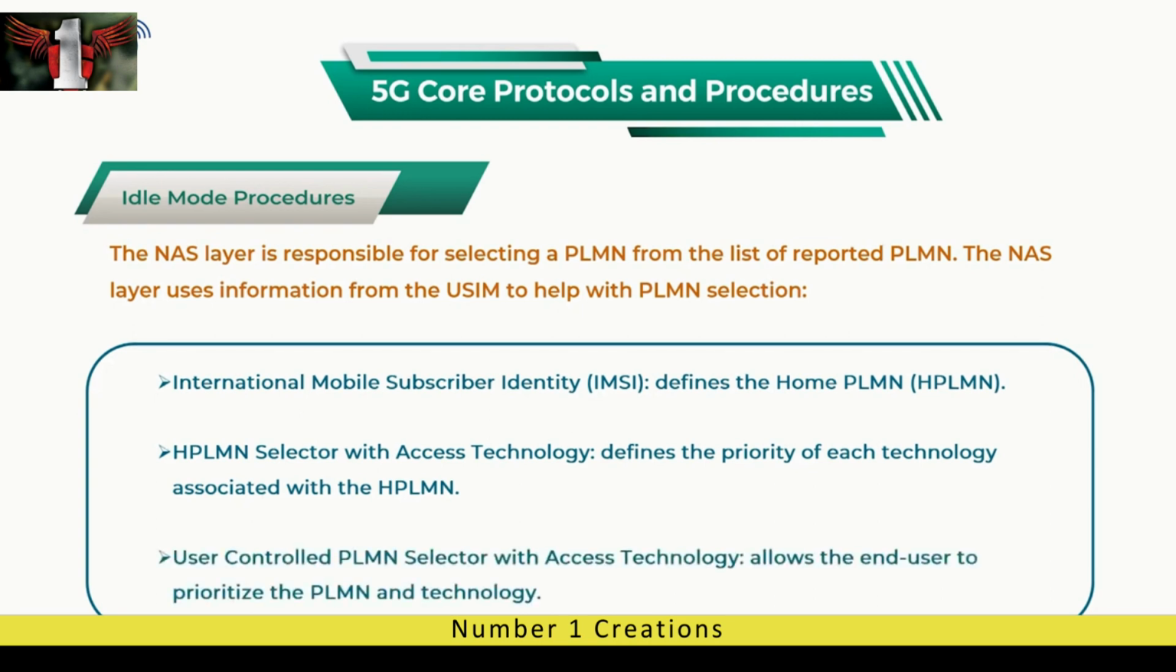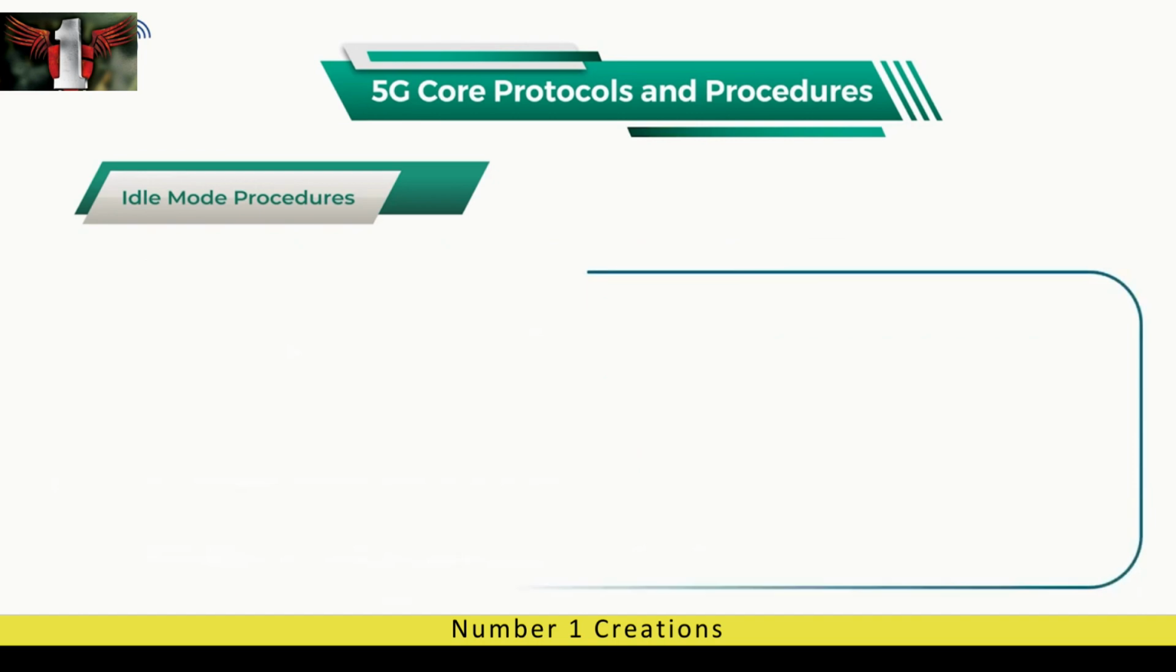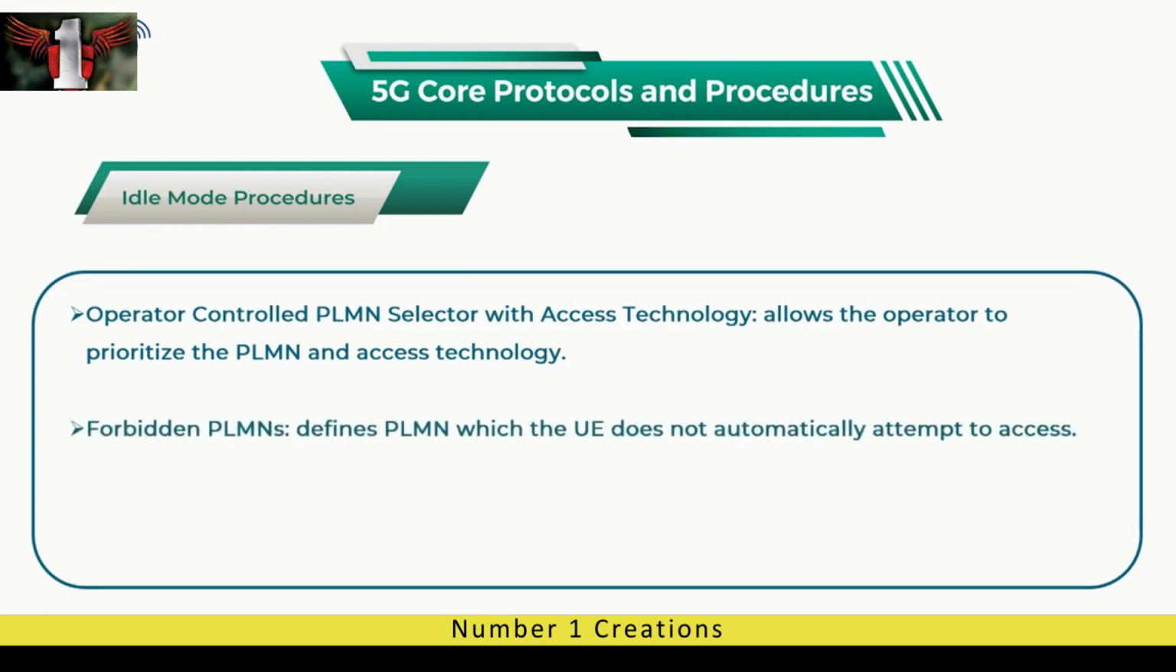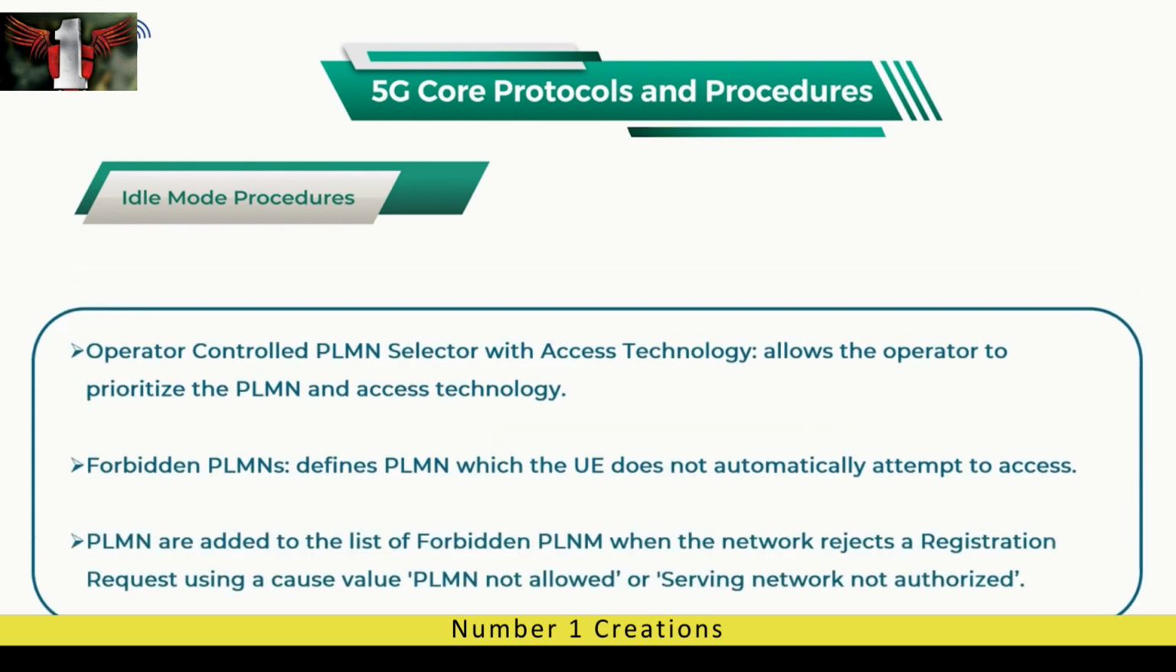Third, the user controlled PLMN selector with access technology allows the end user to prioritize the PLMN and technology. Fourth, the operator controlled PLMN selector with access technology allows the operator to prioritize the PLMN and access technology. Fifth, forbidden PLMNs defines PLMNs which the UE does not automatically attempt to access. PLMNs are added to the list of forbidden PLMNs when the network rejects a registration request using a cause value, PLMN not allowed, or serving network not authorized.